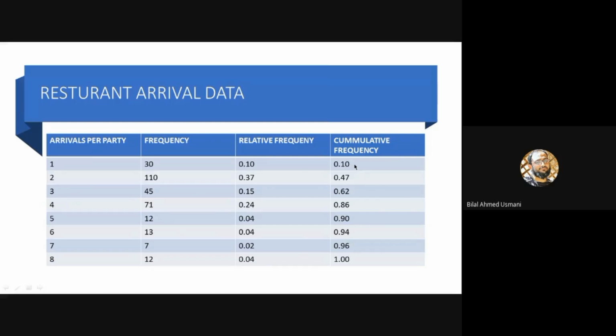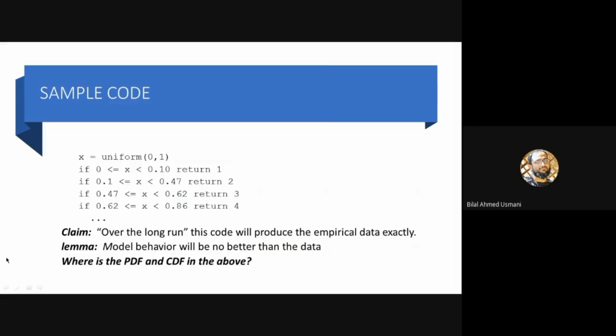Cumulative is just the sum of the previous values, and that's all. Just like PDF and CDF, this could be thought of as a PDF, and this could be thought of as a CDF for that particular probabilistic process. So arrivals per party could be a single person, or a group of 2, or a group of 3, up to a group of 8. So how do we generate that in code, and look at what's actually happening.